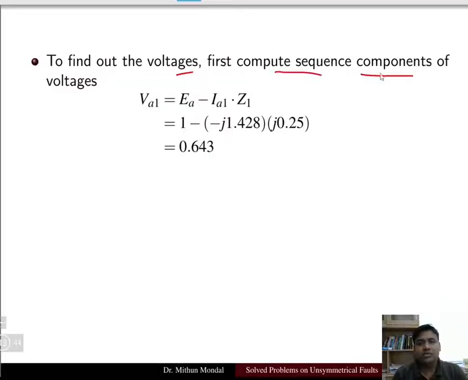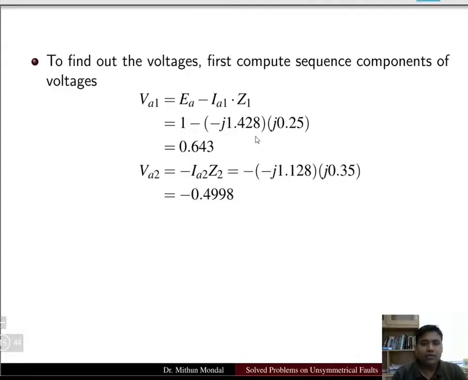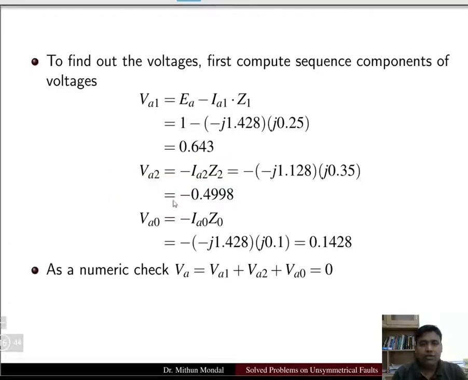So first compute the sequence components of the voltage. The voltage of phase A of the positive sequence, we can see from the diagram, is equal to the pre-fault voltage minus the drop in the positive sequence reactance. The positive sequence reactance is given to be J 0.25 and the positive sequence component of the current is minus J 1.428. So we'll get a voltage VA1 as 0.643. Then we can compute VA2 equal to minus IA2 Z2, which we can see from the circuit also, and we can obtain the value. VA0 is basically minus IA0 into Z0.